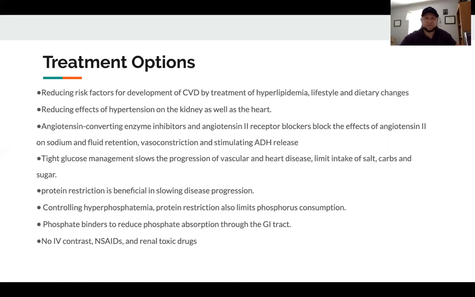Tight glucose management slows the progression of the vascular and heart disease. Limit intake of salt, carbs, and sugar. Protein restrictions is beneficial in slowing disease progression, controlling hyperphosphatemia. Protein restriction also limits phosphorus consumption. Phosphate binders to reduce phosphate absorption through the GI tract. No IV contrast or NSAIDs that could be potentially renal toxic drugs.